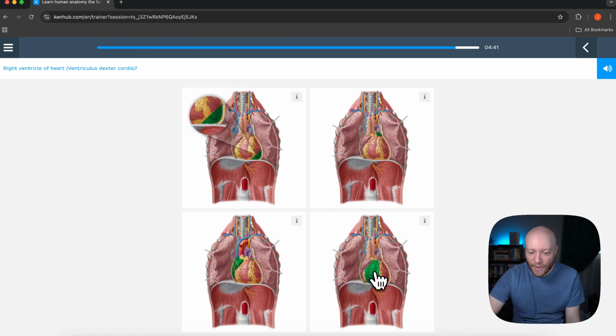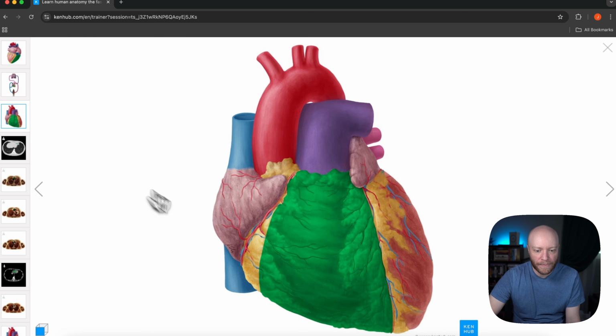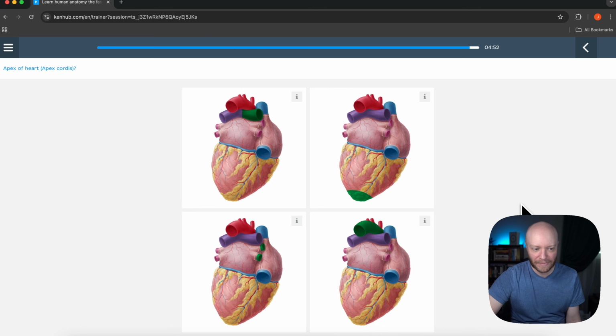So again, we've seen this view. It's this one down here, and I want to be really quick because we're running out of time. But if you look at it from here, you can see right ventricle. That is definitely going to be it. Now, granted, this is in situ, but still, had to hurry and click on it. Okay, this will be the last question we have, and then we'll have run out of time.